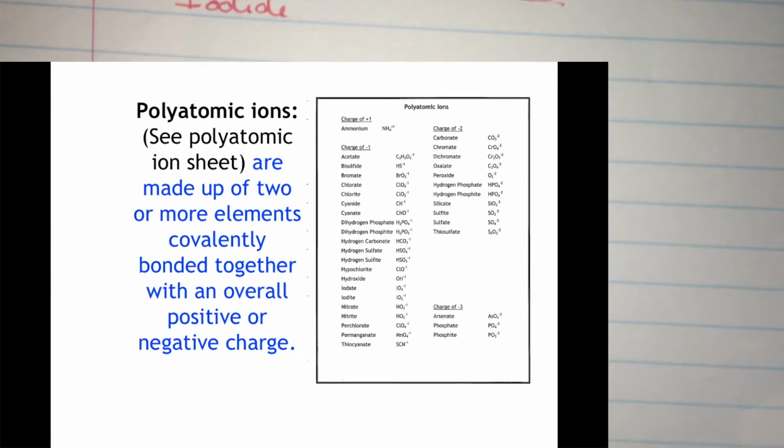Also, some trends on this polyatomic ions list: the only positive charged ion is ammonium. All the rest are negative charge. So I put all of them in a group. Here's your -1 charge group, here's your -2 charge group, and here's your -3 charge group. And for all of these groups, how you would call them is just by their name. So if you see this here, it's just carbonate.